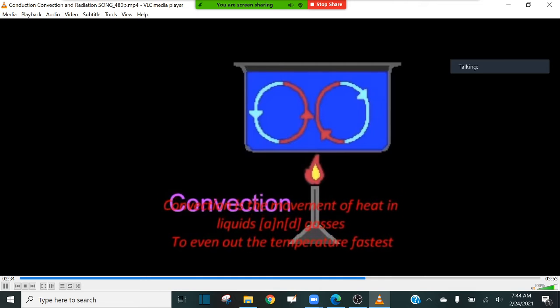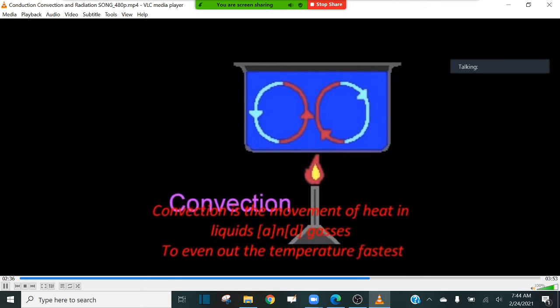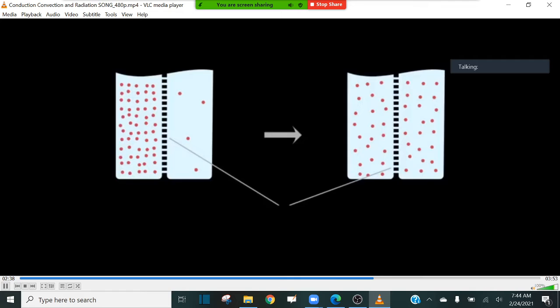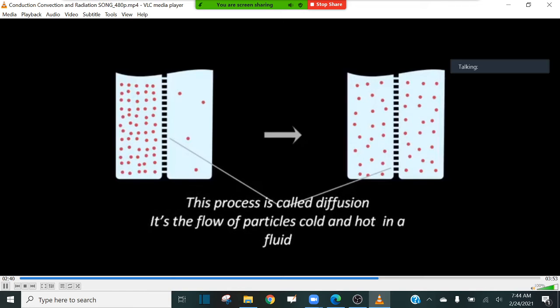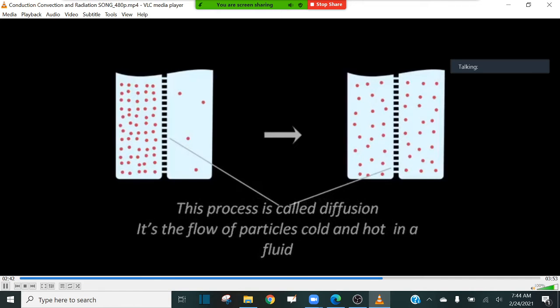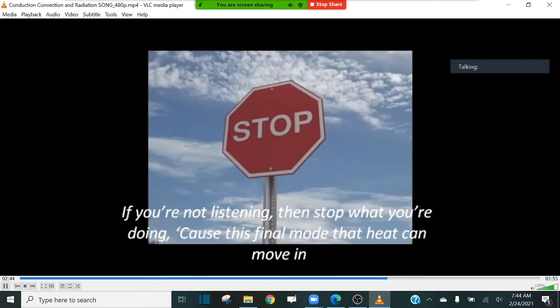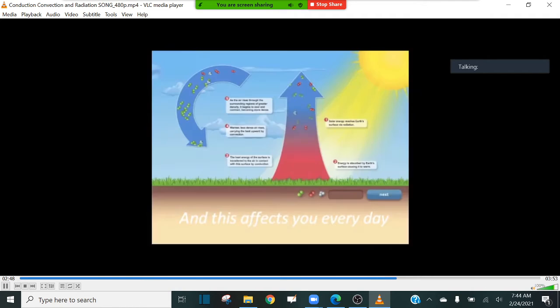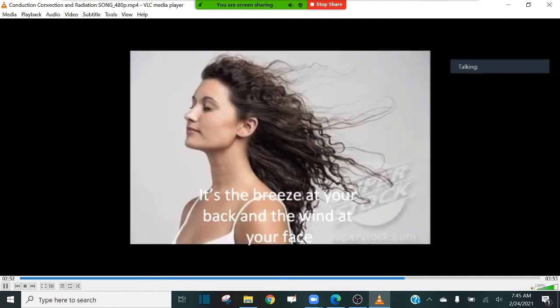Convection is the movement of heat in liquids and gases to even out the temperature fastest. This process is called diffusion. It's a flow of particles cold and hot in a fluid. If you're not listening, then stop what you're doing, cause this is the final mode that heat can move in. And this affects you every day. It's the breeze at your back and the wind at your face.